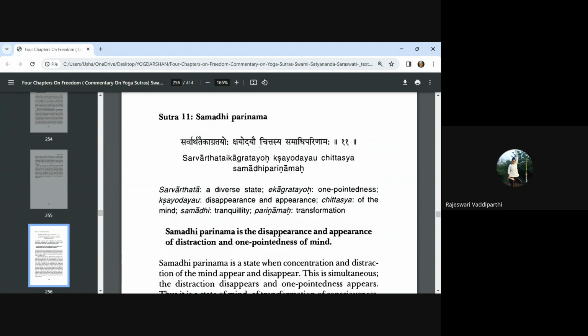Sutra 11 is basically speaking about the samadhi parinama. Sarvarthata ekagratayo. He's saying that when we are constantly able to stay in the nirodha state, all the cognitions, sarvarthata, which you can also categorize as vyutthana, will start falling, that is kshaya, and there will be a rise in ekagrata, or udaya. This stage is also marked by absolute stillness in the mind. This is samadhi parinama.